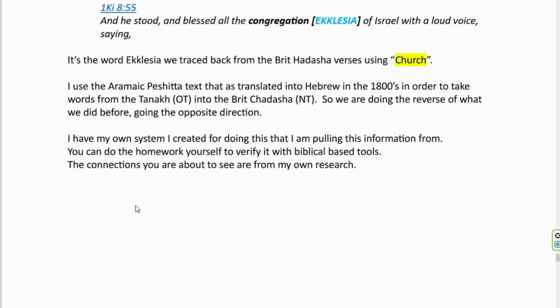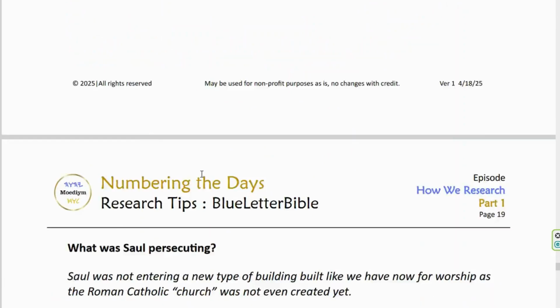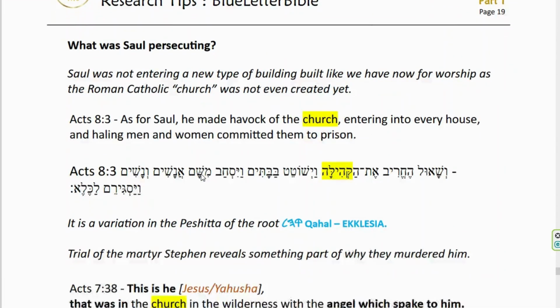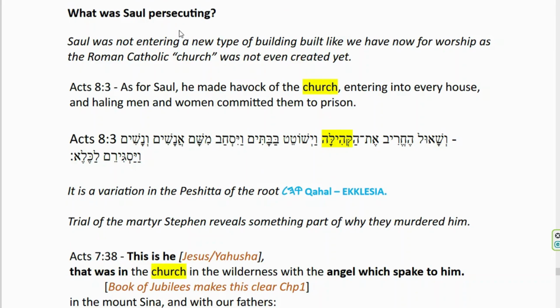I have my own system I created for this, and I'm pulling information from. You can do homework yourself to verify it with biblically based research tools. The connections you see are from things that I've been researching. So I wondered, what was Paul persecuting, really? Saul persecuting. Saul was not entering into a new type of building built by Yahusha and his followers like we have now for worship, as this church was not even created yet.